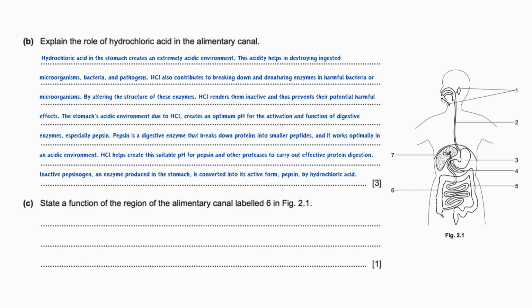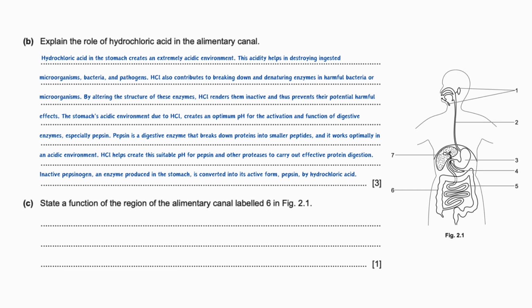Inactive pepsinogen, an enzyme produced in the stomach, is converted into its active form, pepsin, by hydrochloric acid. Pepsinogen needs an acidic environment to undergo this transformation. Once activated, pepsin plays a vital role in breaking down proteins into smaller fragments, aiding in digestion.